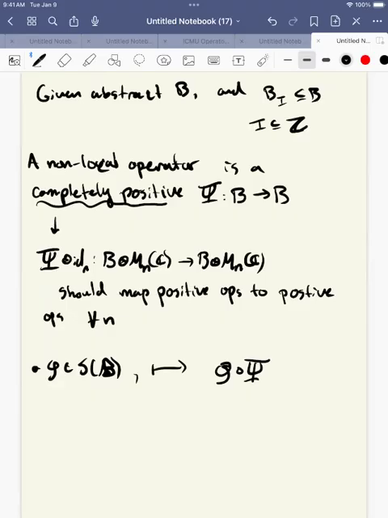So the idea is that local perturbations of phi assemble into an interesting structure.